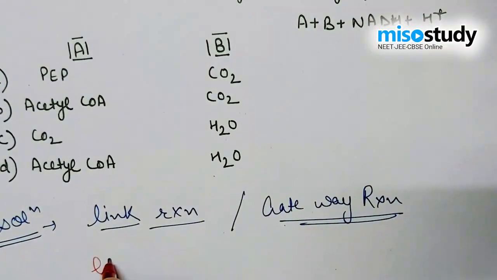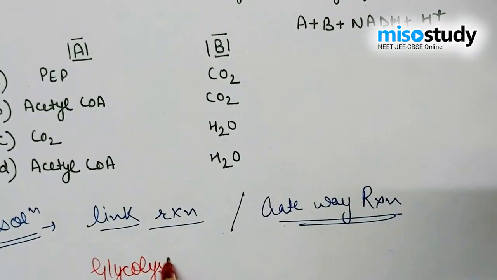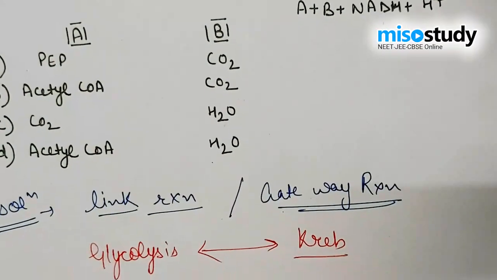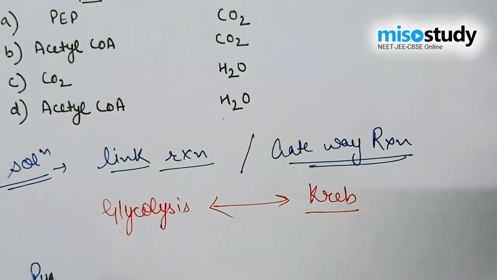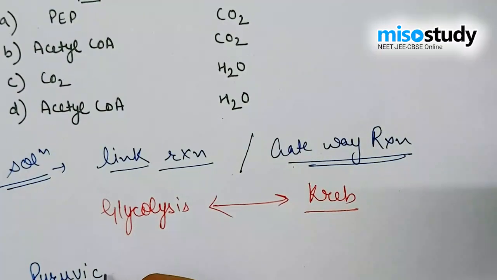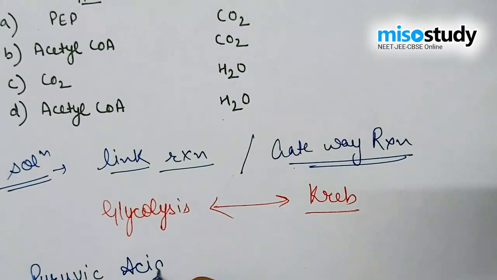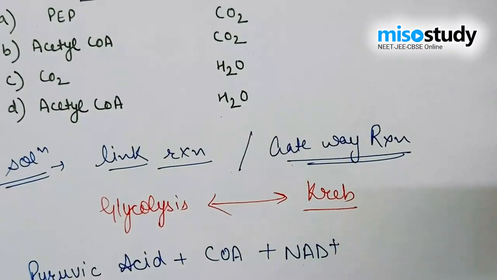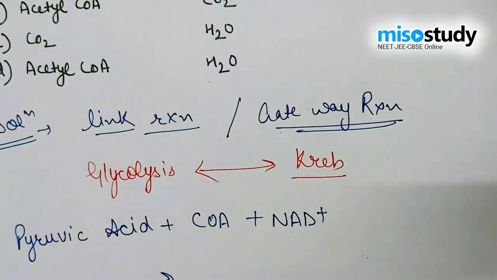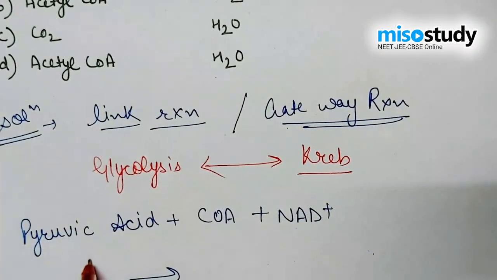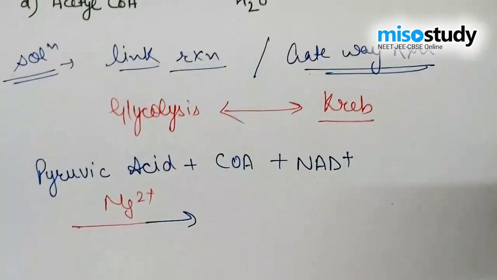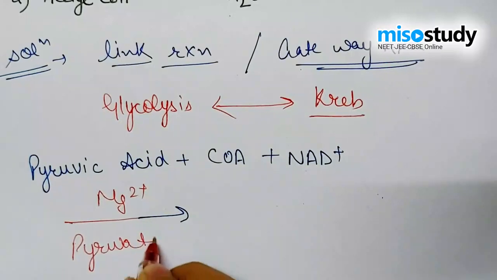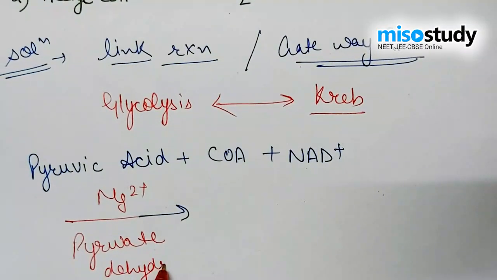That is the link between glycolysis and the Krebs cycle, and the reaction is, as we discussed in the previous question, pyruvic acid plus coenzyme A plus NAD+ will give rise to, in the presence of, as given in the equation, Mg2+ and pyruvate dehydrogenase.